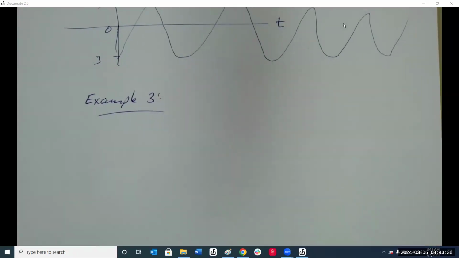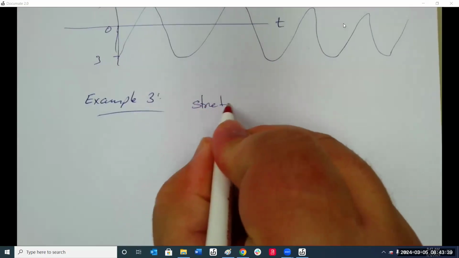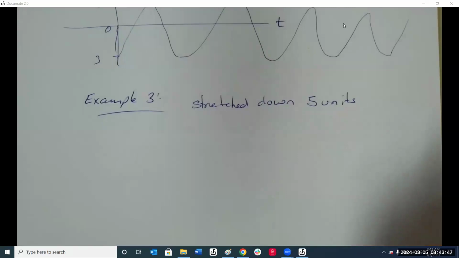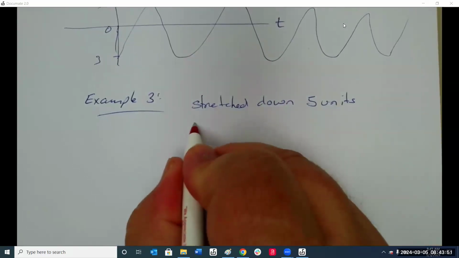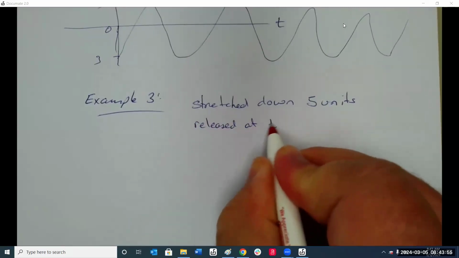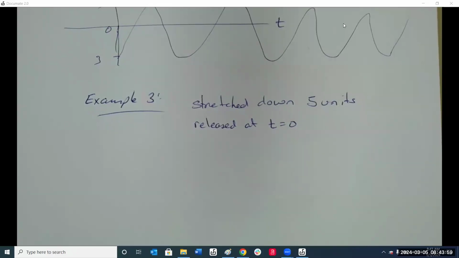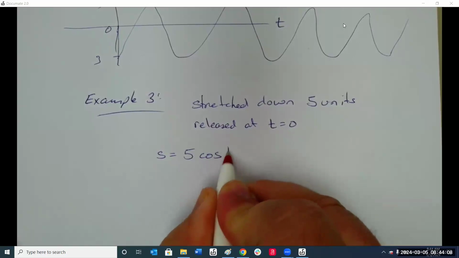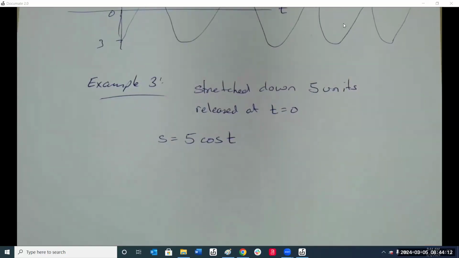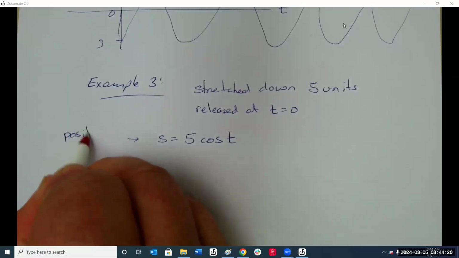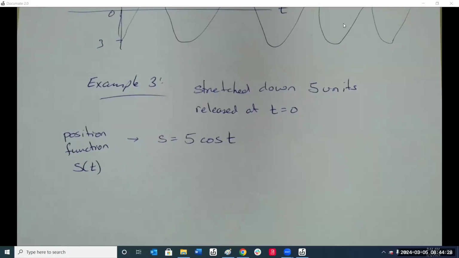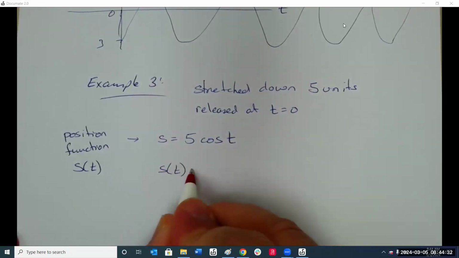A weight hanging from a spring, shown below, is stretched down 5 units beyond its resting position and released at time equals 0. To bob up and down, the position function can be represented as, first off, I'm going to ask you, why, okay, S in physics is the position function. It's actually S of t. The position of the object.